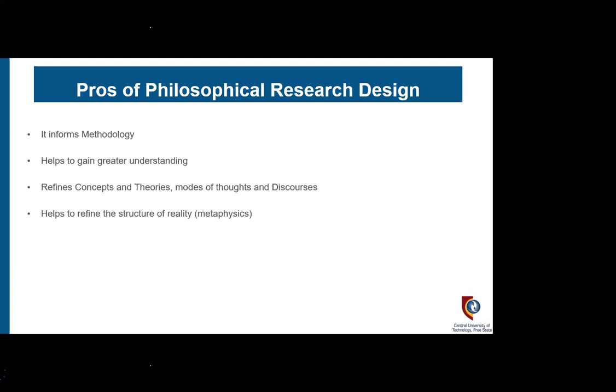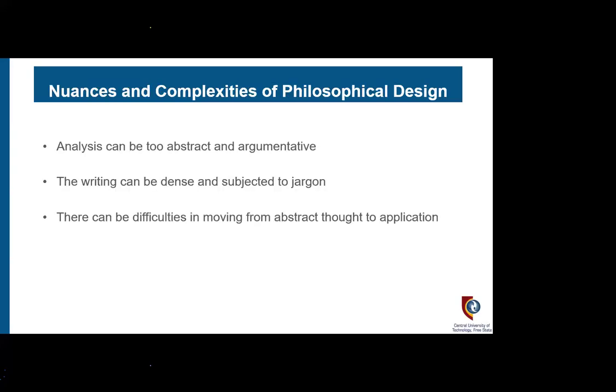What are the kind of complexities that are there? It has its own complexities also. One of the complexities is analysis can be too abstract. It becomes too abstract and argumentative as you'll be doing your analysis, because you are using a particular theory. And then you can find yourself deep into the jargon that is used, because it's subjected to the jargon of that particular theory. And there can also be some difficulties in moving from the abstract thought to the actual application.